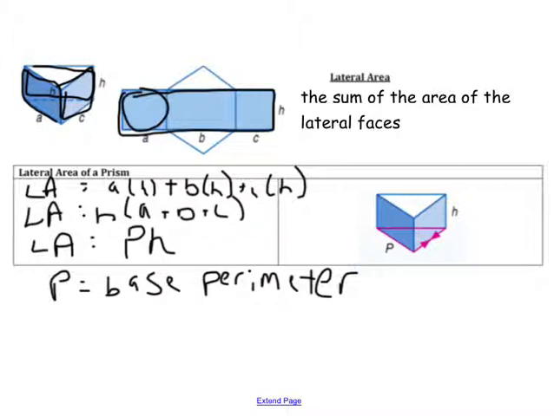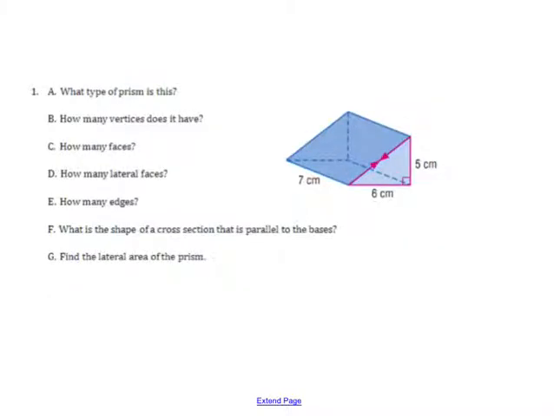So let's take a look at an example of this. For number one, what type of prism is it? Well, here's my base, and that base is a triangle. So it is a triangular prism.